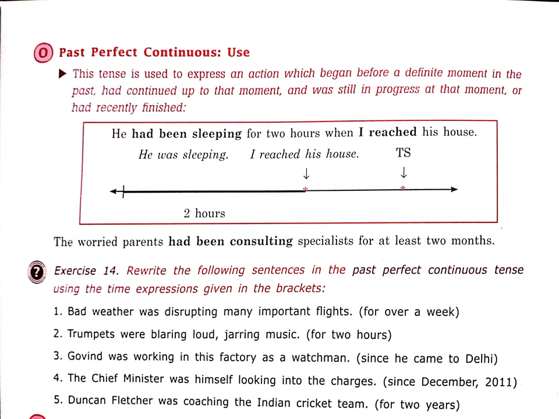Now see, rewrite the following sentences which are in past perfect continuous, using the time expression given in the brackets. So children, the time expression is given, you just need to put had been instead of was or were, and put the time expression there, right? Everyone, bad weather had been disturbing many important flights for over a week. Two sentences I'll do, the rest you'll do yourselves. Bad weather was disrupting many important flights for over a week. This will be the correct sentence. So was will be changed into had been, right?